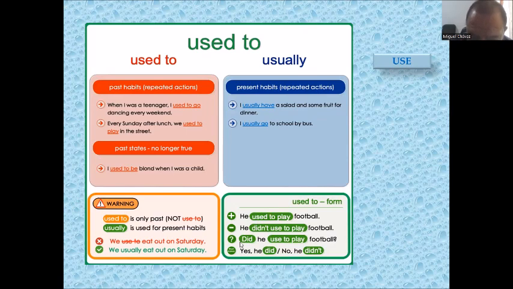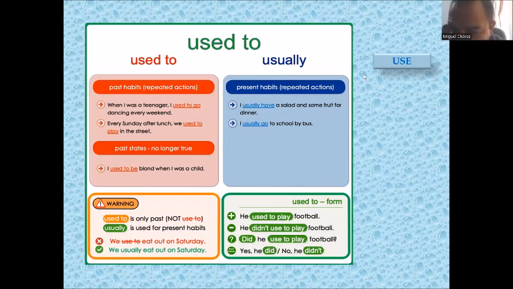In the question, remember to use the auxiliary verb with capital letter at the beginning. Did he use to play football? Yes, he did. No, he didn't. Did you use to play football? Yes, I did. No, I didn't. Did they use to play football? Yes, they did. No, they didn't.